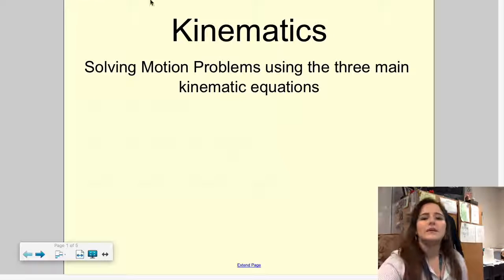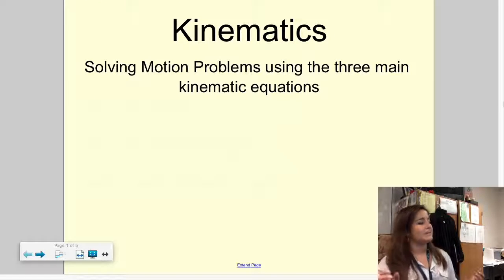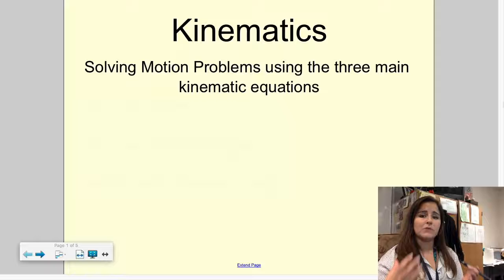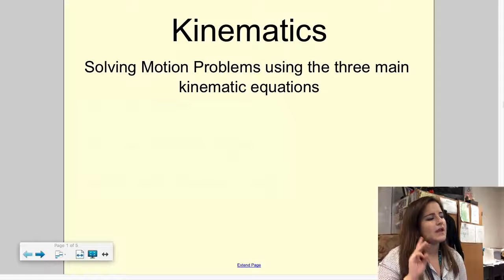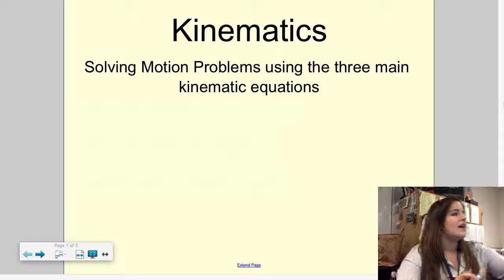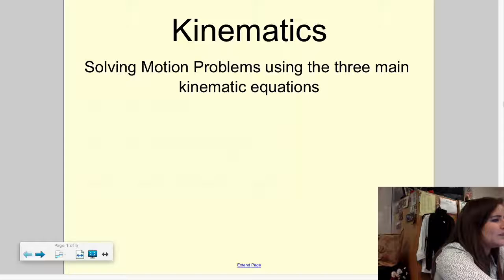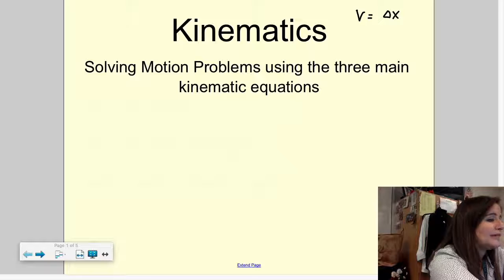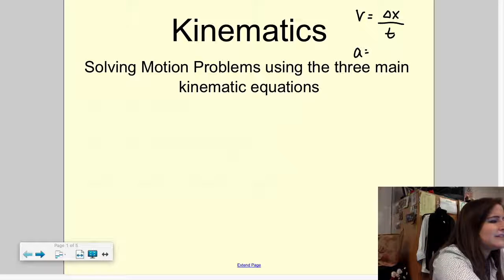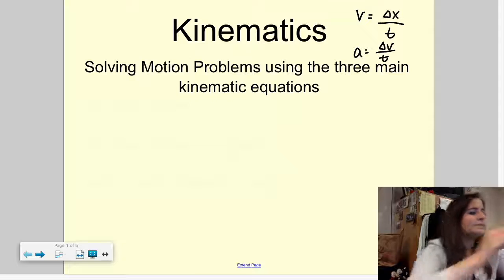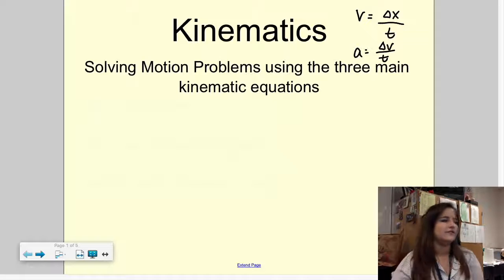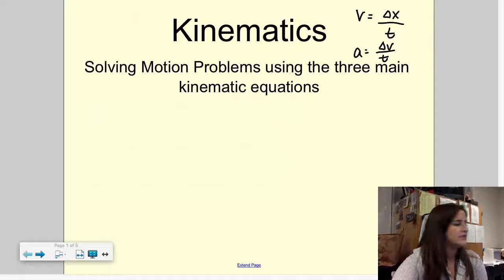Okay guys, so today we're going to be working on how to solve kinematics problems. Kinematics is the umbrella term for any motion problem. There are typically three main kinematic equations that we talk about. These three kinematic equations all come from the two basic equations: velocity equals change in position, or the displacement, over time, and acceleration is change in velocity over time. If you go on YouTube, you can find the derivations of the equations, but they all stem from those.